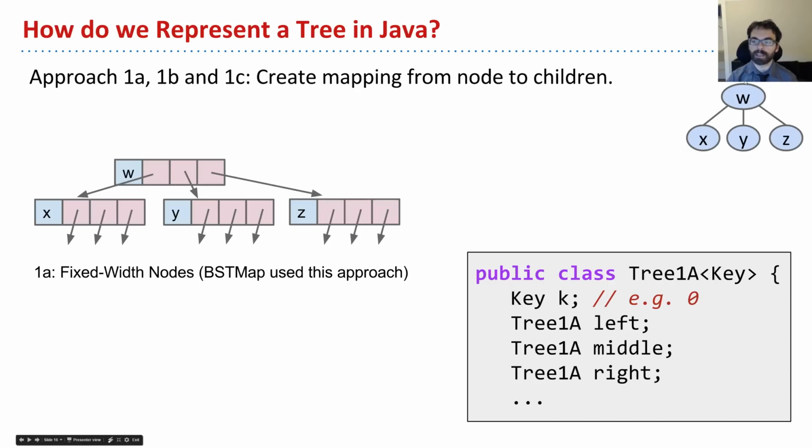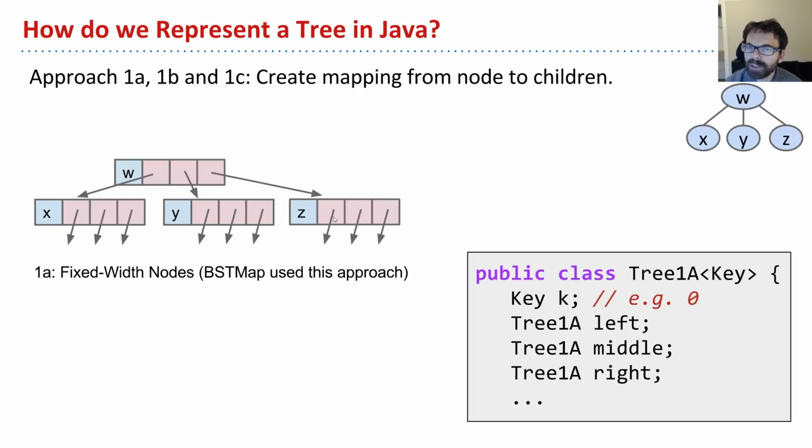Imagine I have a tree, which has W as the root, and X, Y, and Z as its children. There are many ways we could represent this tree, but the most natural approach is something like what you've done in the past. This first approach, tree 1A, is a naked recursive tree. We have a key, with a key memory box called K, and then we have 3 memory boxes for the left, middle, and right child. In this diagram, we have W, a left memory box that points at the left subtree, a middle memory box that points at the middle subtree, and a right memory box that points at the right subtree, and that gives us a tree.